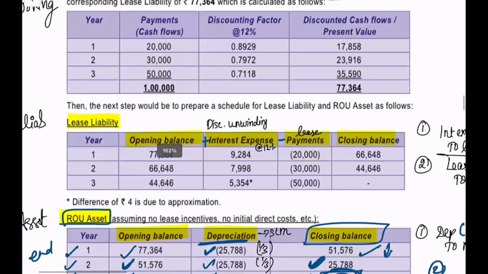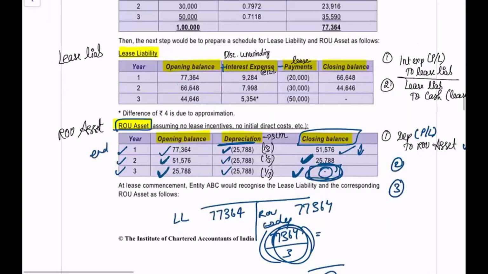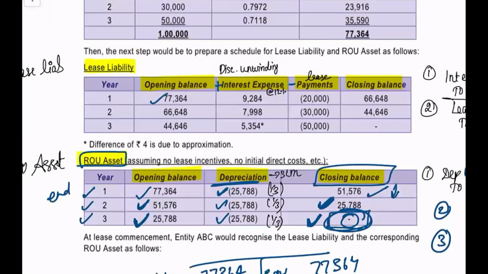Now talking about lease liability. At the starting, this also you would have recorded as 77,364 only. Opening balance. Here, every year you are going to do unwinding of interest. So at year end 1, you must have unwound the interest. Interest expense at how much percent? At 12%. So plus interest at 12%. And on what are you going to calculate 12%? 77,364 multiplied by 12% will be 9,284.